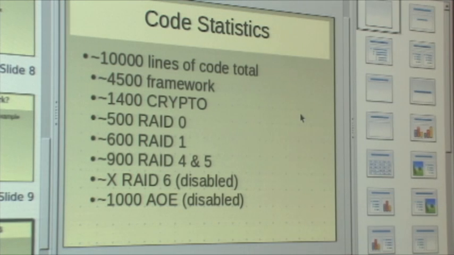So RAID 1 is about 600. There's all the niceties like pre-builds and that kind of stuff as well. RAID 4 and 5 is 900. I didn't look at RAID 6 for some reason. I don't know why. And AOE is 1,000. So as you can see, it's pretty minimal. I mean, it's orders of magnitude smaller than what some of these crazy vendors are doing.